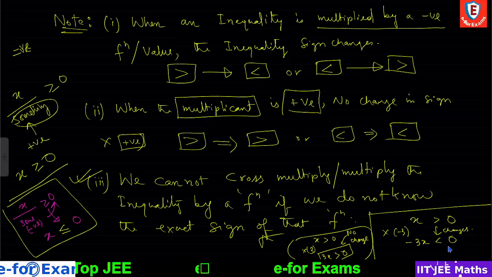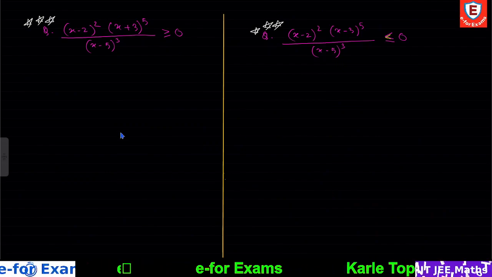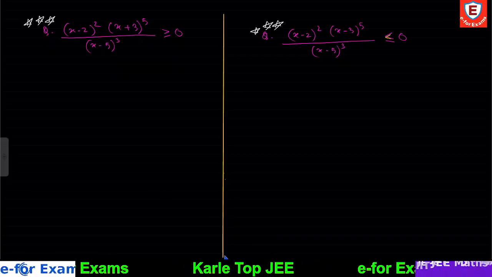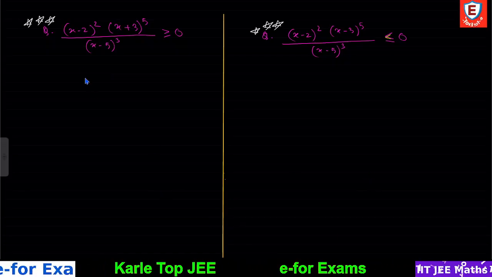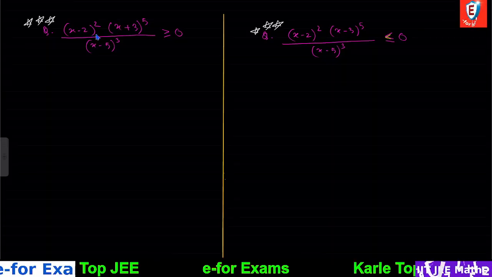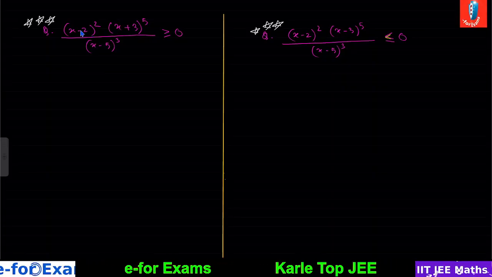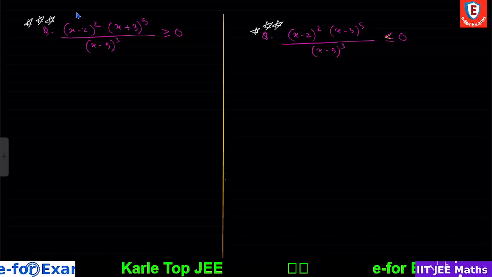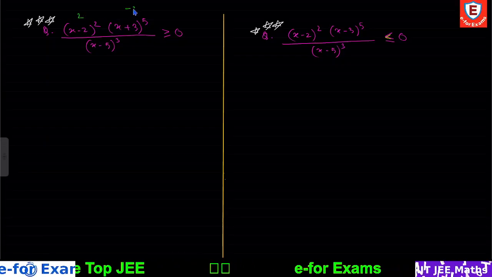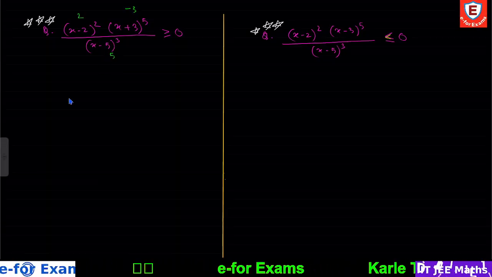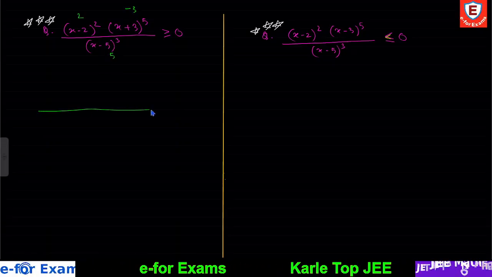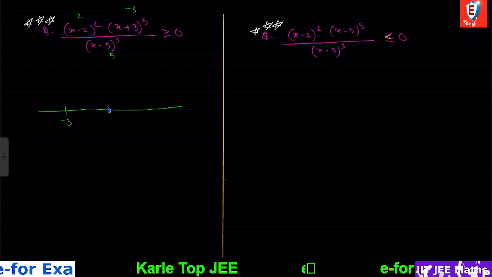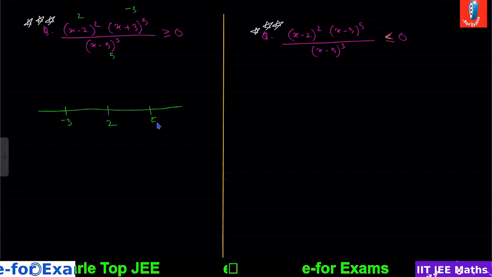Next, we have done this. Now here, these two are very important questions. Here the question is given in factor form, already factorized form. From here the solution is 2, from here minus 3, from here 5. So we can directly plot. Minus 3 is the smallest, so keep here minus 3, 2, here 5.